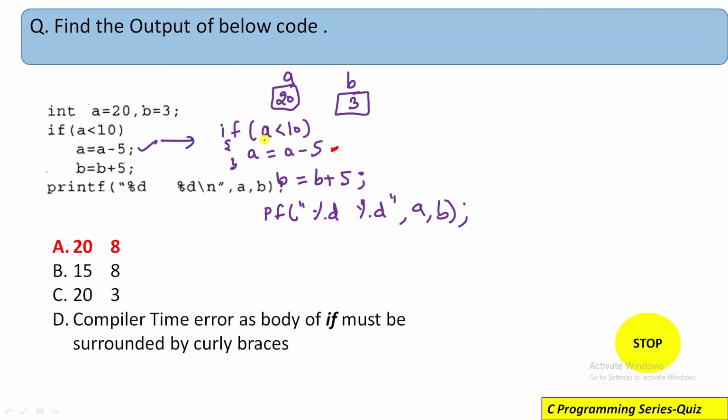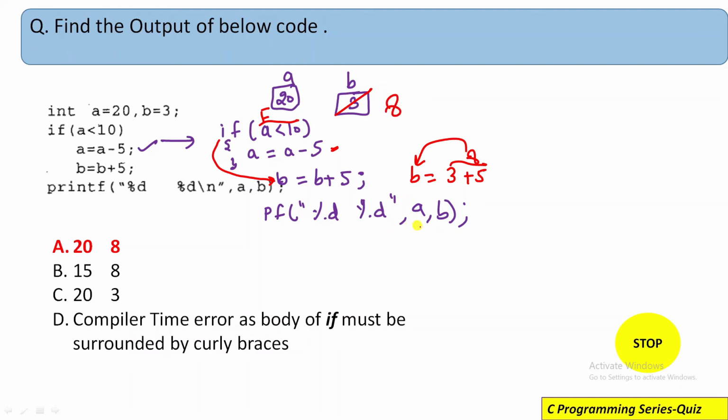Now, is 20 less than 10 or not? 20 is not less than 10, it is basically greater than 10. So this condition is false. We will come out of the body of the if and come to b equals b plus 5 and execute this. b is currently 3, so it will be 3 plus 5, which is 8. 8 will be assigned to b, so the value of b will be changed to 8.